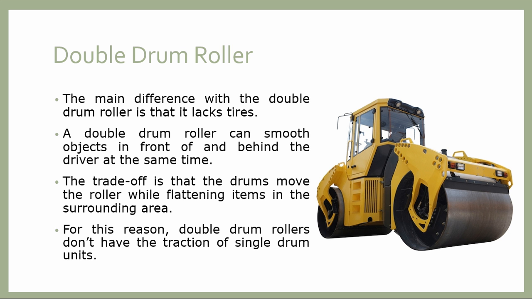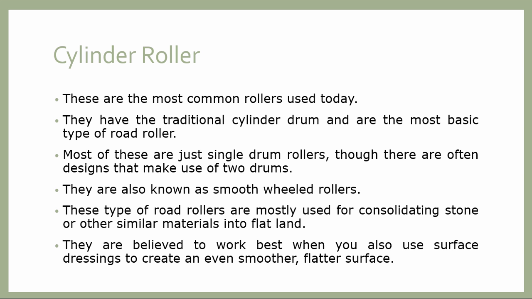Now coming to the next slide, which is based on the cylinder roller. Most of the cylinder rollers are basically still used today. Here they have the traditional cylinder drum, and it is the most basic type of roller. Most of these are just a single drum roller, though they are often designed to make use of two drums. That's why the cylinder roller is also known as the smooth wheel type roller.